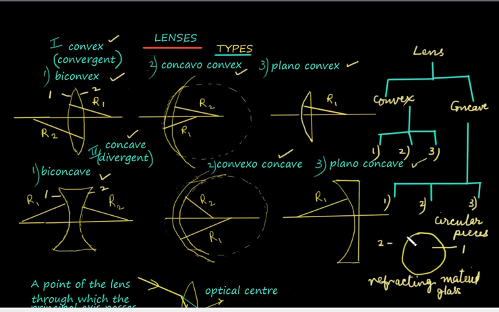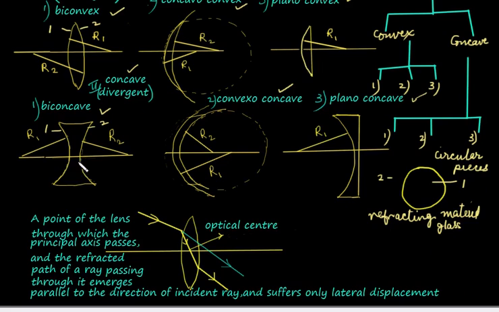Now we will proceed to recall four important points related to lenses. First one is principal axis, a line passing through the radius of curvatures and through the optical center, that is the central point in the lens, is what you call principal axis. We will recall another point, optical center. The optical center is in the center of the lens.